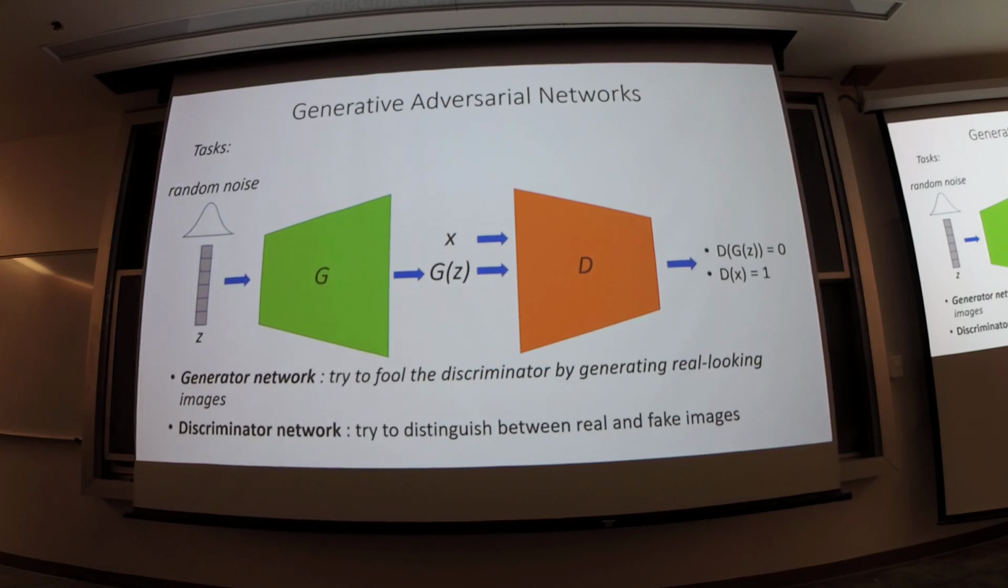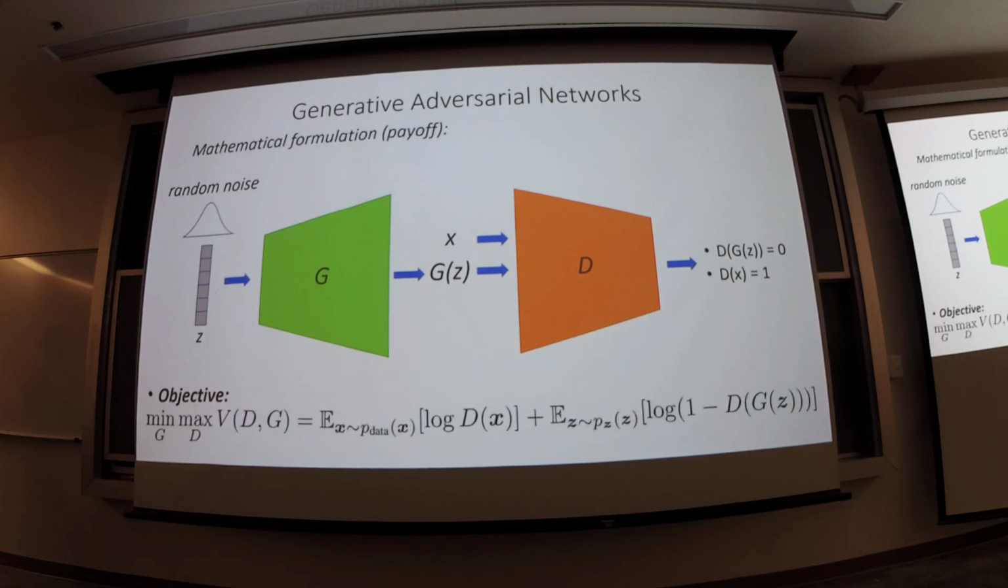So, as I said, the generator has to fool the discriminator by generating real-looking images, while the discriminator tries to distinguish between real and fake images. Right? That's why it's a zero-sum game, and that's why it's adversarial. Now, this is the objective that we use in GANs, right? If you work with GANs, you see this thing so much that you become nauseous of it.